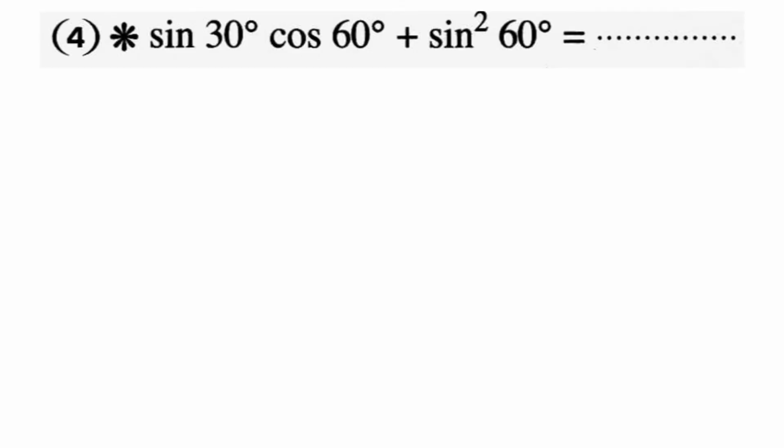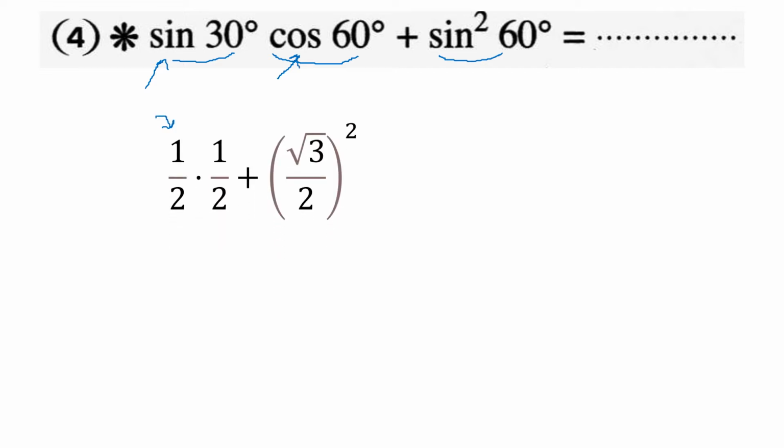Question 4. Sine 30 times cosine 60 plus sine squared 60. Let's substitute. We know that sine 30 is 1 over 2 and cosine 60 also is 1 over 2. So 1 over 2 times 1 over 2 plus sine 60, as we know, it is root 3 over 2 all power 2. He said so, let's see. So 1 over 2 times 1 over 2 gives 1 over 4, and root 3 over 2 power 2 is 3 over 4. After adding these quantities, it will give me 1.